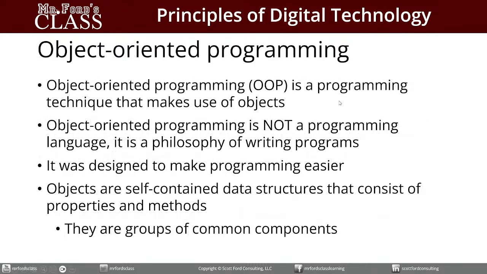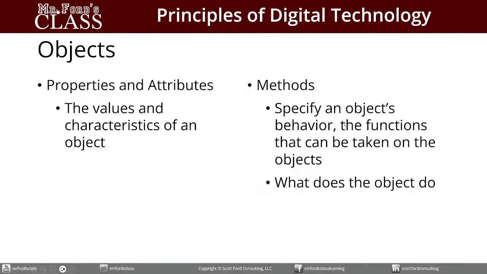Object-oriented programming. We do not go into this in any great detail. You can quickly get off the deep end on object-oriented programming. But object-oriented programming, OOP, is a programming technique that makes use of objects. It's not a specific code, but it's more of a philosophy of writing programs. It was designed to make programming easier. Objects are self-contained data structures that consist of properties and methods, and they are a group of common components. Objects, properties and attributes, these are the values and characteristics of an object, while methods specify an object's behavior, the functions that it can take on the object. What does the object do?